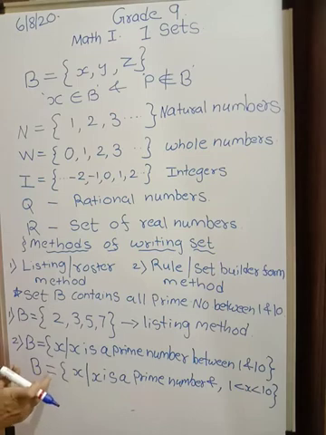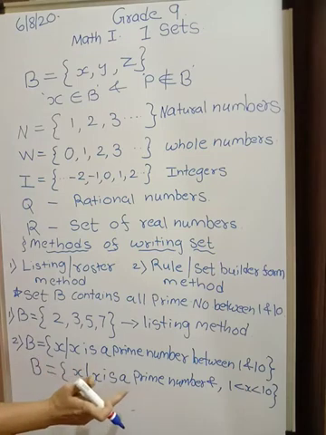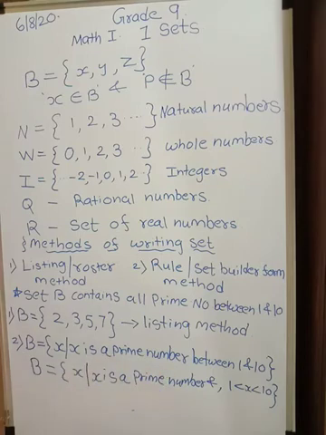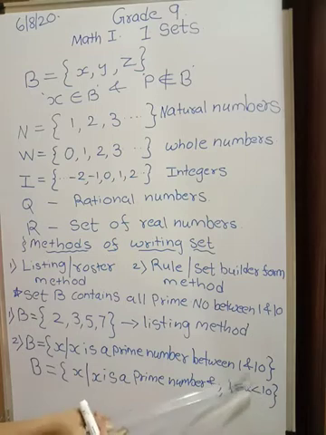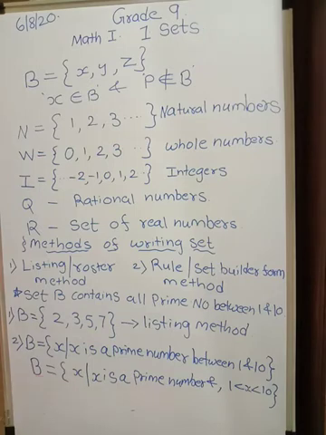B is a set of all x such that x is a prime number, and see how "between" is written. Between can be written as x greater than 1 and less than 10. That means it is between 1 and 10. You either write in words or you can use this form also. So there are different methods of writing by rule method, and it depends on what is asked.